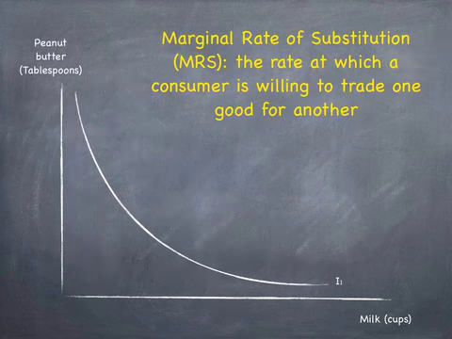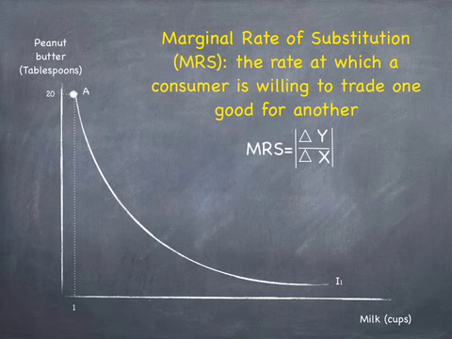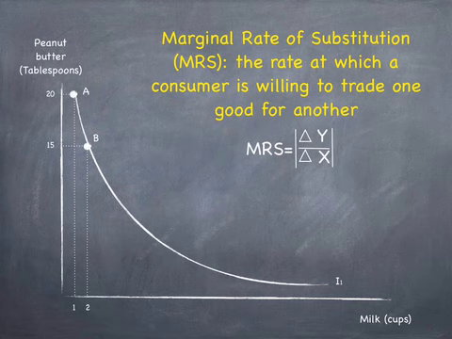The marginal rate of substitution, or MRS, is the rate at which a consumer is willing to trade one good for another. This enables us to look a little more deeply into how Anne's willingness to exchange peanut butter for milk changes. Let's go back to bundle A. At bundle A, Anne had 20 tablespoons of peanut butter and just 1 cup of milk. At bundle B, she had 15 tablespoons of peanut butter and 2 cups of milk. So she gave up 5 tablespoons of peanut butter in exchange for 1 cup of milk.